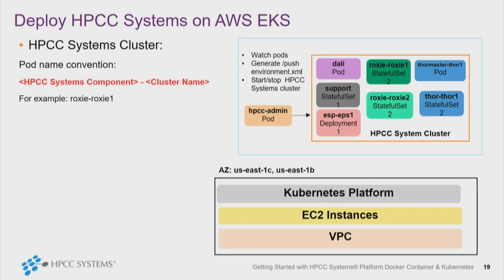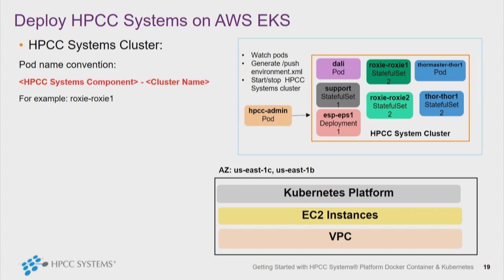So I will deploy basically one Dali, one support node, one ESP, and then 2 Roxies. The first Roxie is 2 nodes. The second Roxie, actually, that was a mistake, it should be 1. And then there's Thor, with 2 Thor slaves and a Thor master.